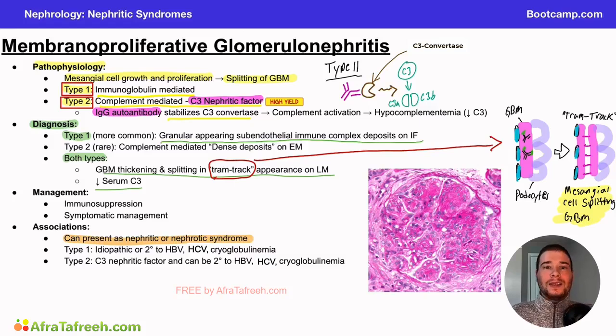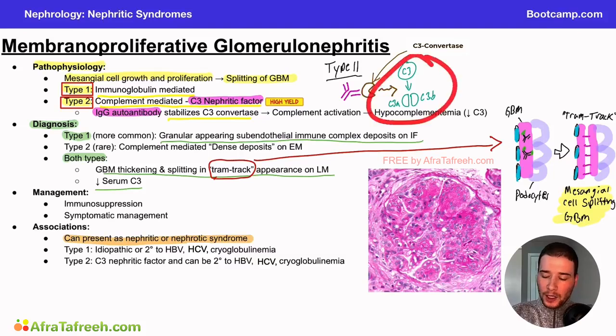So by stabilizing this convertase, we are getting excessive or overactivation of this molecule. This should make sense then why we have low circulating C3 levels, because we're constantly consuming the C3 and thus creating lower levels in the serum.